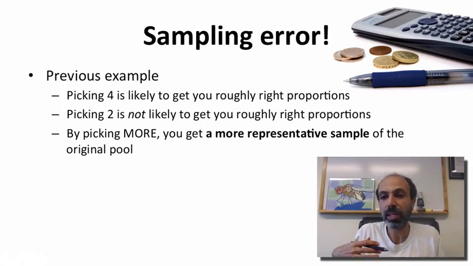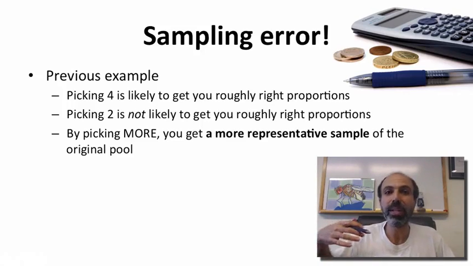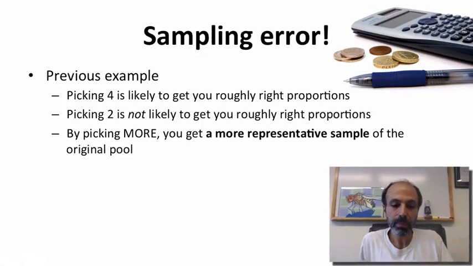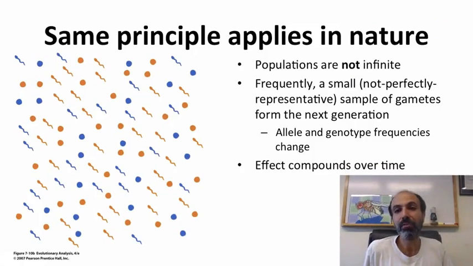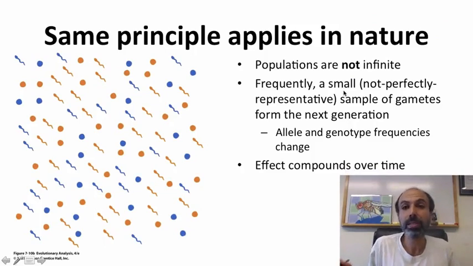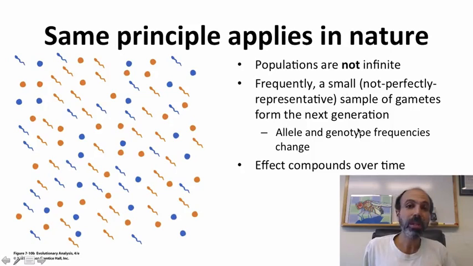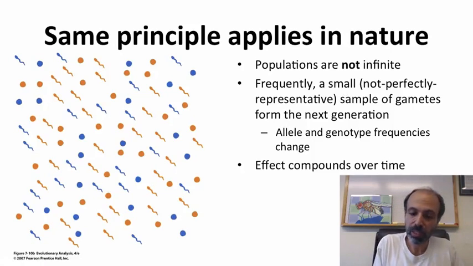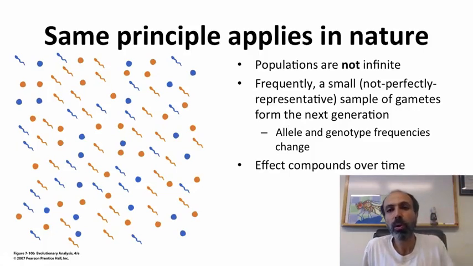If you want to understand if people in a particular supermarket are tall, you don't just look for one person, but you look for a lot of people. So you get a representative sample. Well, the same principle applies in nature. Again, populations are not infinite, and frequently small samples are not perfectly representative, and these are the ones that form the next generation. Because they're not perfectly representative of the previous generation, the allele and genotype frequencies change between these generations. And this effect can compound more and more over time.